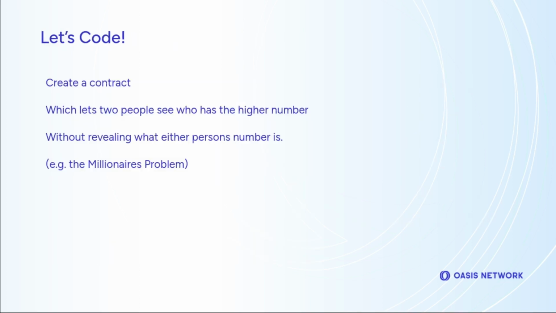So let's code. We're going to create an example contract which lets two people compare who has the higher number without revealing to each other what their number is. This is called the millionaire's problem.